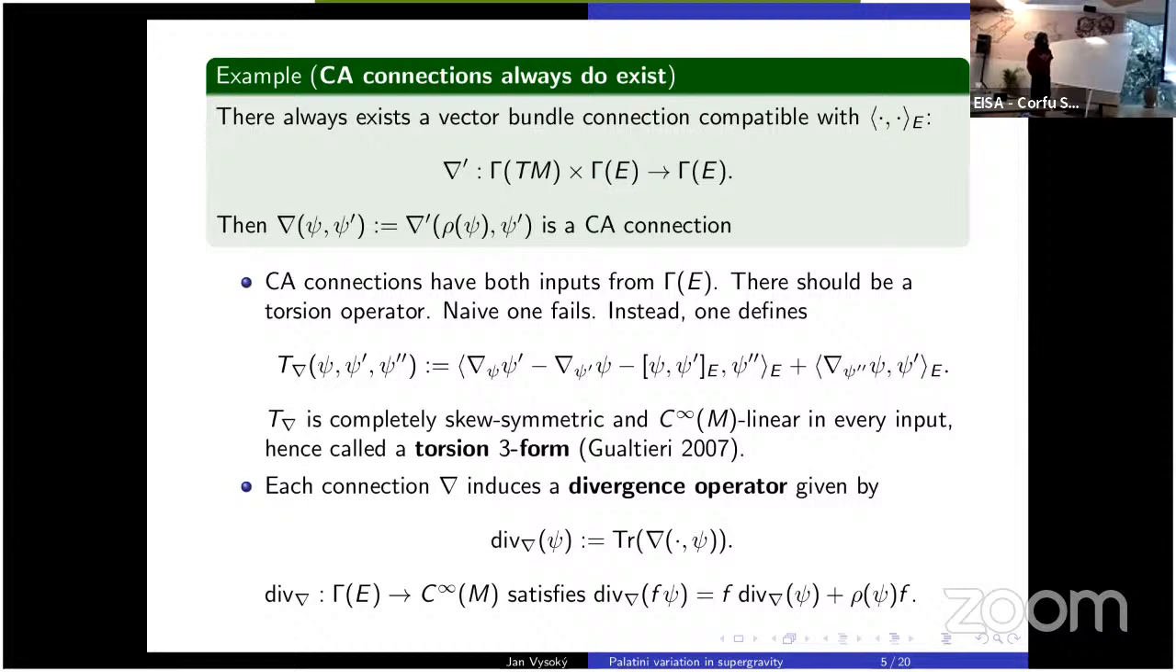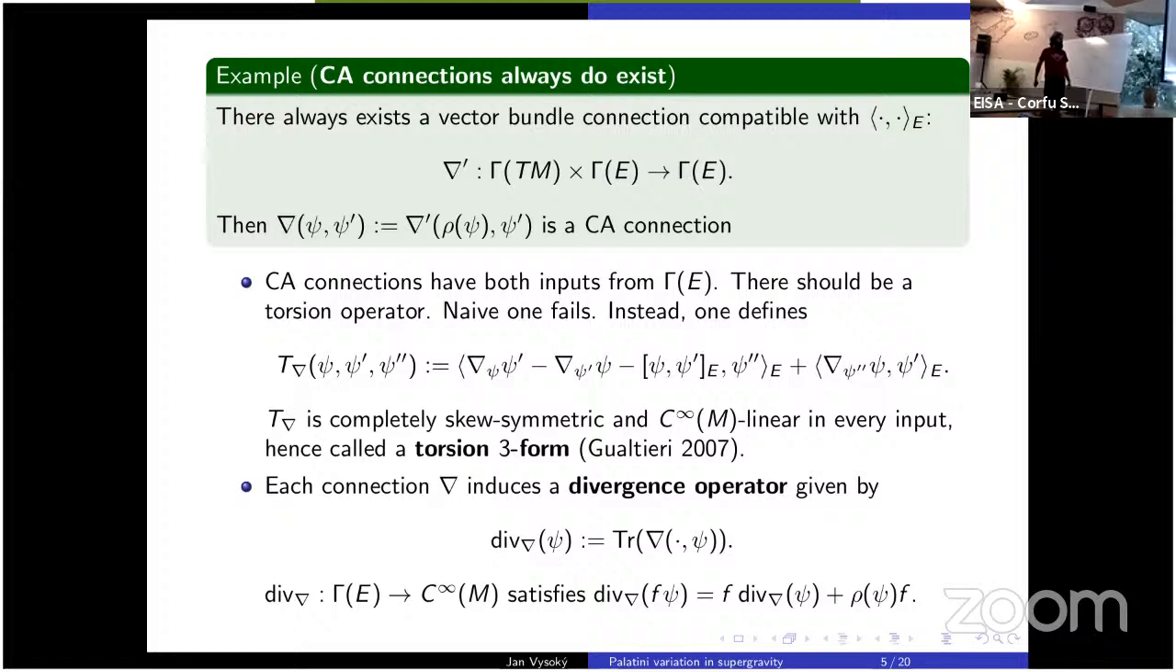Then there are some induced structures by every connection, which mimic the ordinary affine connection case. So for Courant algebroid connections, both of their inputs are from Gamma(E), so you can construct torsion operator. And if you try to construct the naive one, which is present here, you fail because the result is not a tensor, but you have to generalize and invent a new torsion. And Gualtieri found that you can define a torsion three-form, so it has three inputs. Here is the naive one contracted with psi double prime, but there is this additional third term. And interestingly, not only is this linear in every input, therefore it defines a tensor on your vector bundle, but it's completely skew symmetric. So this is a completely skew symmetric three-form, which we call torsion three-form.